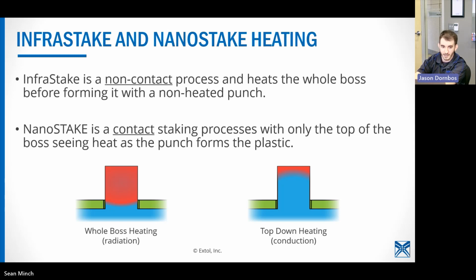InfraStake is non-contact. You can think of that as the radiation or fire heat transfer. And then nanoSTAKE is the contact staking. That is more like, let's say, a frying pan with butter on it. The main difference between the two is InfraStake will utilize the IR energy to heat the entire boss inside and out all the way to the core, whereas nanoSTAKE is only really set up to touch the boss, and that's where the heat is localized, and as it's forming, that will move downward.